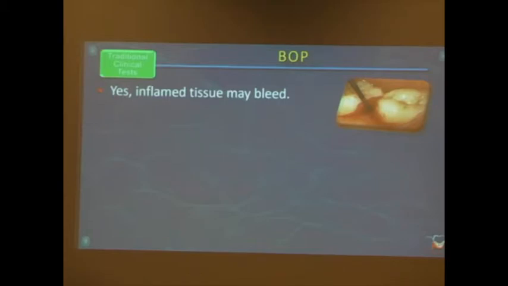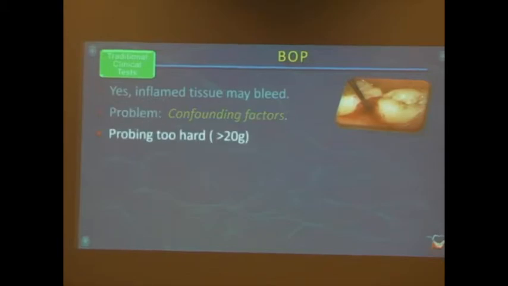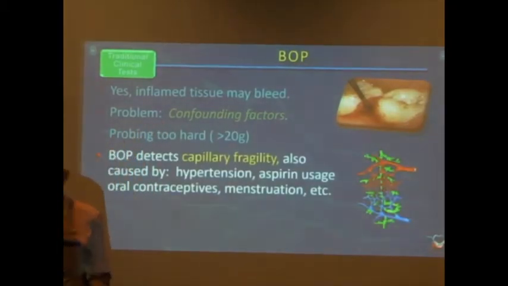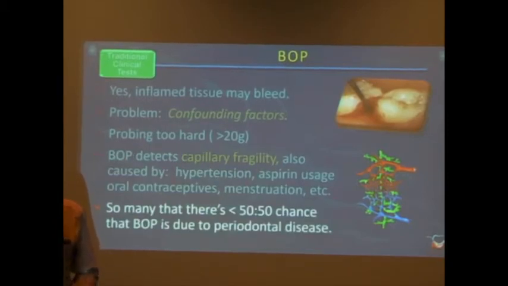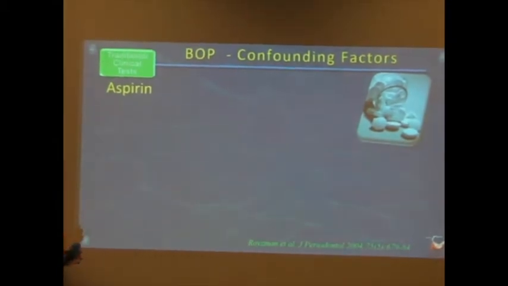Yes, inflamed tissues may bleed. But you have to ask yourself, why are they bleeding? It may be due to periodontal inflammation, but it can also be due to a host of other confounding factors, including how hard you're probing. Turns out, I've already given the answer away. The best probing force is 20 grams. If you take the average periodontal probe and put it on a balance scale, guess what it weighs? Numbers right here, 20 grams. So that means if you're probing a mandibular tooth and you apply any pressure at all beyond the weight of the instrument, you're overprobing. So, you know, probing force is excessive almost always.